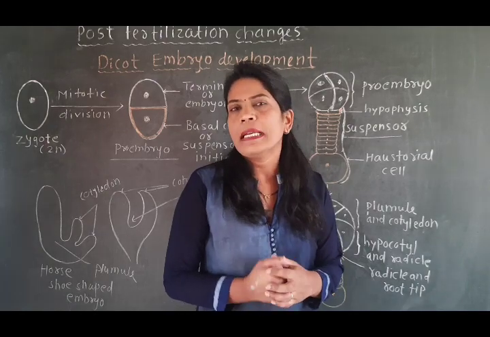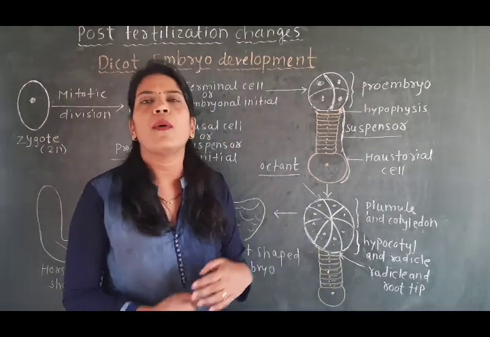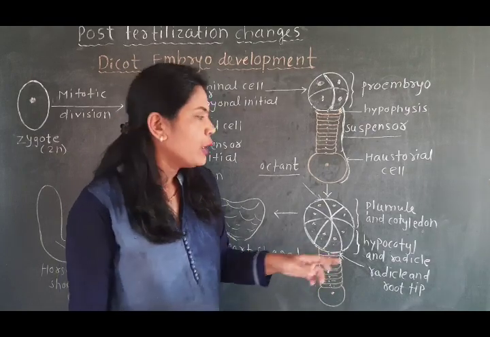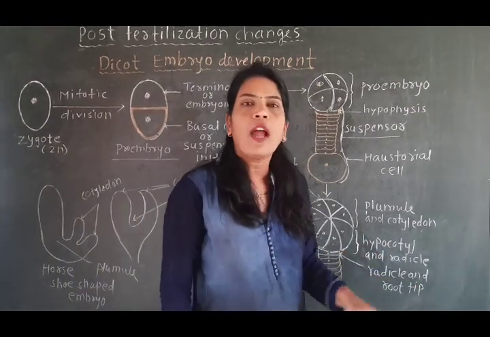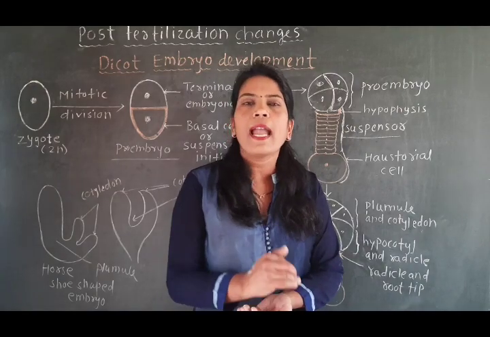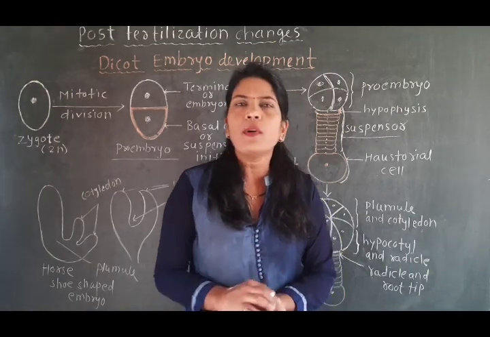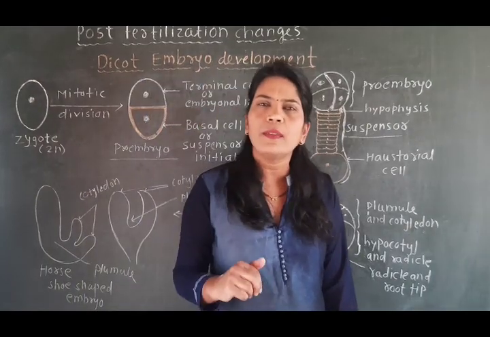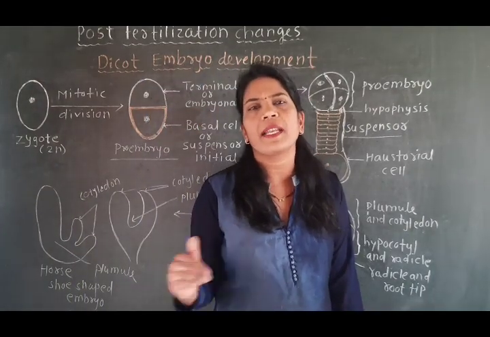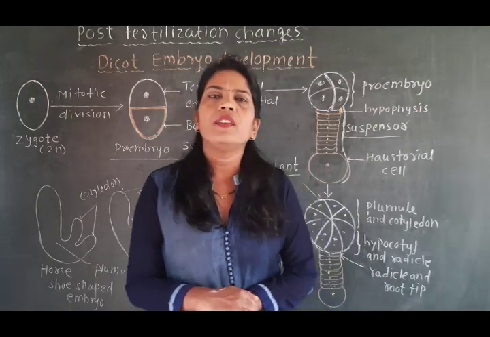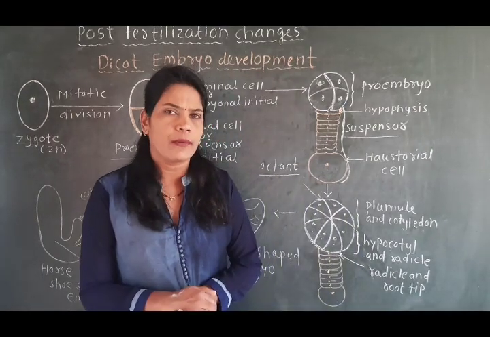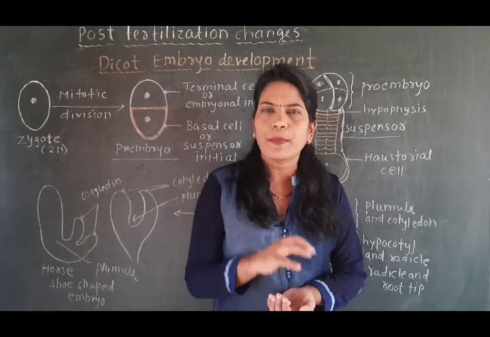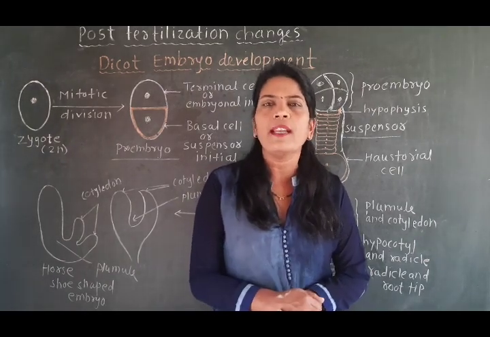Radicle, as you know, is the part of the embryo that forms the root part of the plant. Then what is meant by hypocotyl? You may not be familiar with this word. Hypocotyl is that part of the embryo which is present between the plumule and the cotyledon.